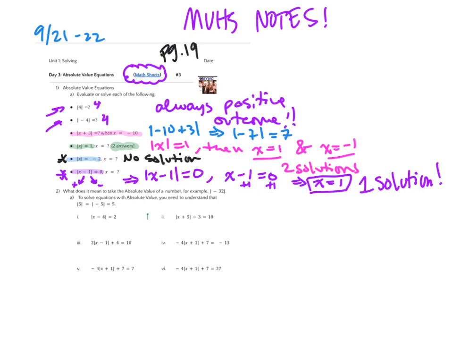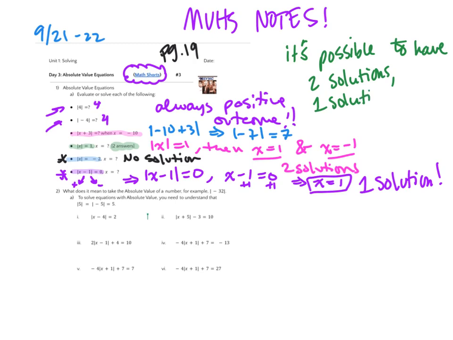Really quick before we go to these next examples, I'm making this before class happens, so I'm sure we'll talk about this in class and we might talk about it different ways, but it's possible to have two solutions, one solution, or 0 solutions. I guess that's plural, but you get the idea. So you have all three of those options, which is great.